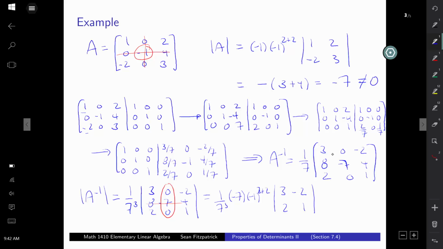So out front I've got minus 1 over 7 squared times 3 plus 4 times 7, I get minus 1 over 7, which is 1 over the determinant of A. So it works in this example.